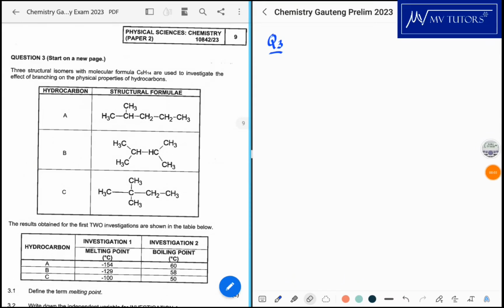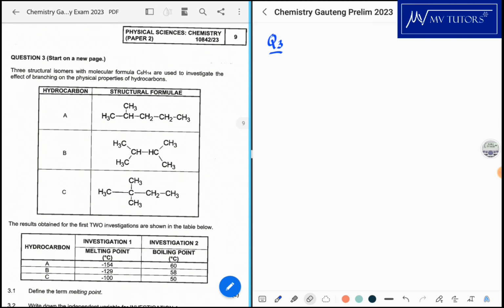Question 3. Three structural isomers with molecular formula C6H14 are used to investigate the effect of branching on the physical properties of hydrocarbons. So we have alkanes here, because of C6H14. We have hydrocarbons A, B, and C. A is the least branched, it only has a branch on the second carbon. B has branches on the second and the third carbon, and C has branches on the second carbon. The results obtained for the first 2 investigations are shown in the table below.